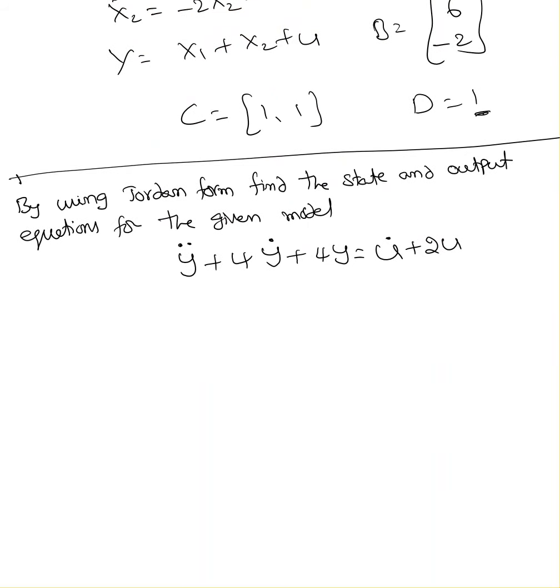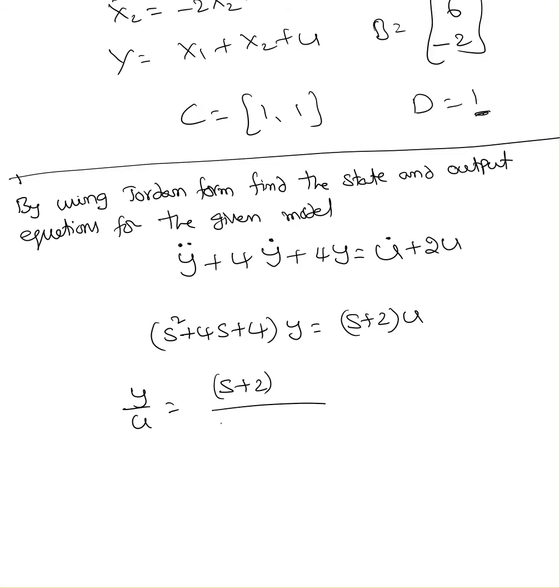Okay, so when you convert this into S domain, s square plus 4s plus 4 times y equal to s plus 2 times u. So y by u equal to s plus 2 divided by s plus 2 square, isn't it? S square plus 4s plus 4 is nothing but s plus 2 whole square. Now I have a repeated pole. At the same time I have pole zero cancellation in this example.